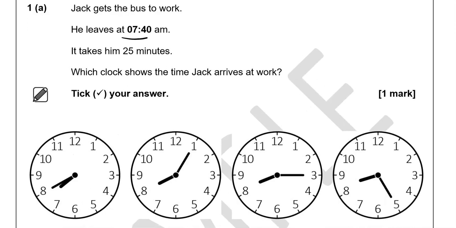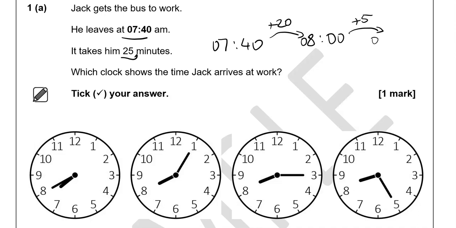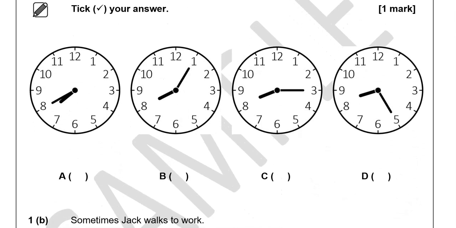So 7:40. If we add 20 minutes to that, that will be 8 o'clock. So what we have left then is just 5 minutes. So add in another 5 minutes. It will be 8:05 or 5 past 8. And that is clock B.